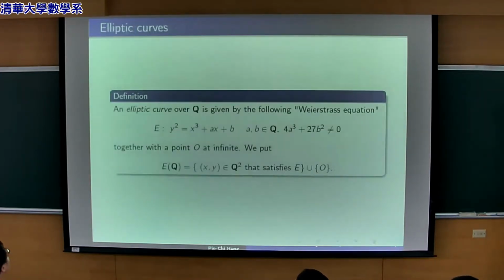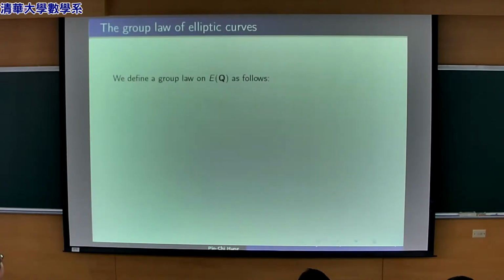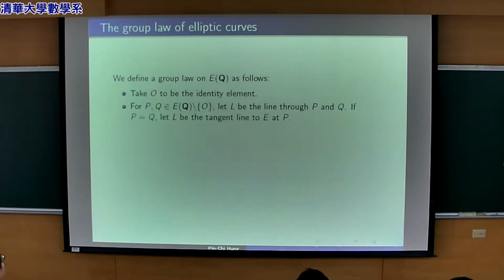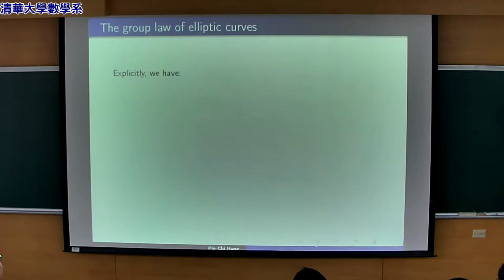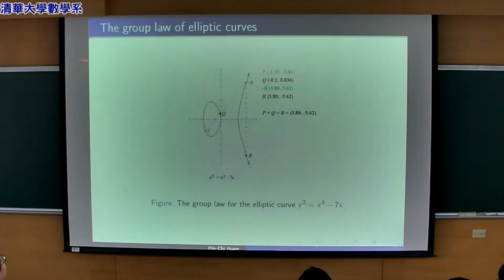Now, originally this is just a set. The miracle is that this set is a group. This set becomes a group by the following group law. Let me quickly go to the picture. This is the real solutions of this curve. Those points can be drawn in the real plane.